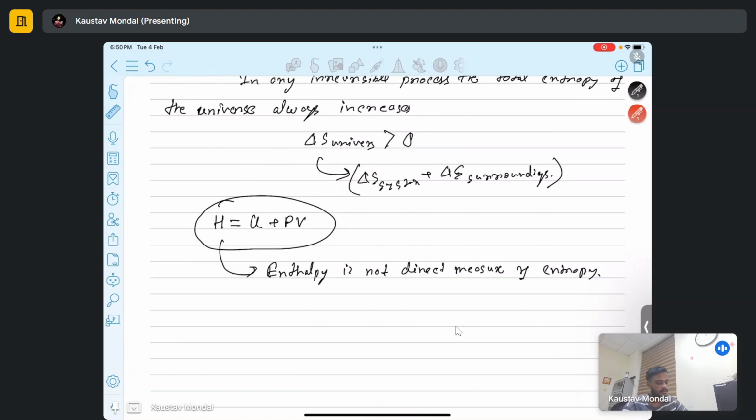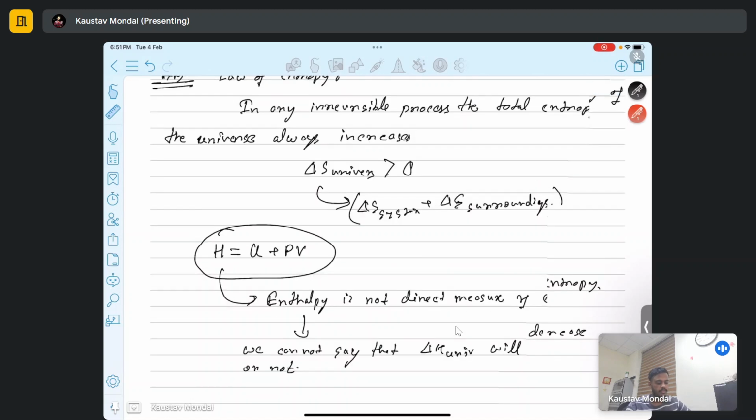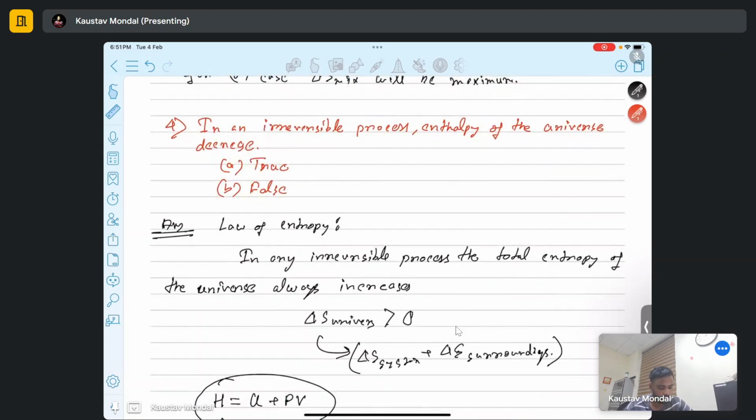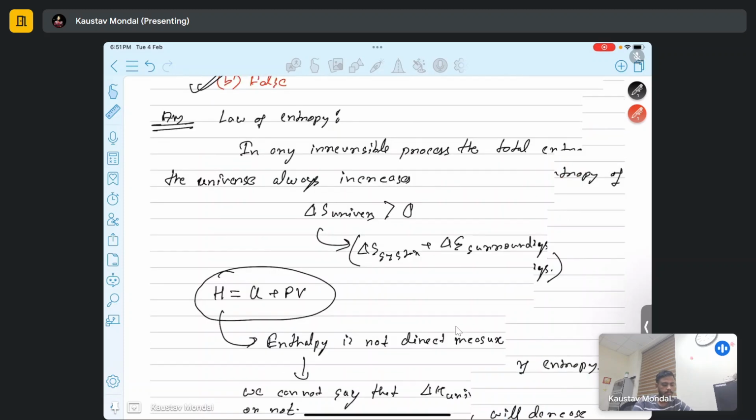So we cannot say that delta H for the universe will decrease or not. It can change, but you cannot confirmably say that it will decrease or increase, because delta H cannot give you a direct measurement of entropy, right? So maybe enthalpy changes, but you cannot confirmably say it will decrease or increase. So this statement is not true, it is a false statement. This is problem number 4.